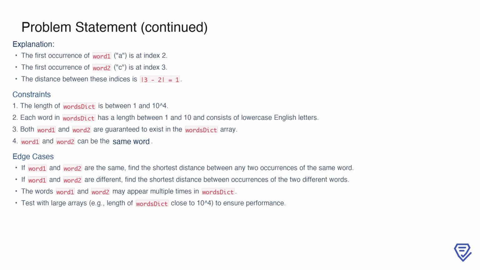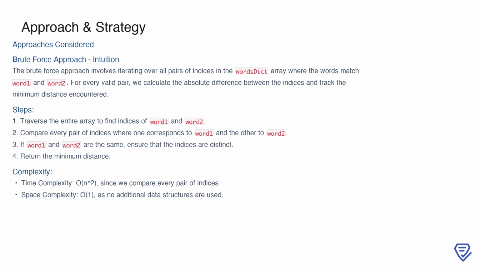The constraints of the problem also emphasize that the solution should handle large arrays efficiently, and we must account for edge cases, such as when the two words are the same or appear multiple times in the list. To solve this problem, we first consider the brute force approach. The intuition here is straightforward: iterate over all possible pairs of indices in the array to find where word1 and word2 occur. For each pair, you calculate the absolute difference between their indices and keep track of the smallest distance found. This method involves traversing the array to locate all occurrences of word1 and word2.